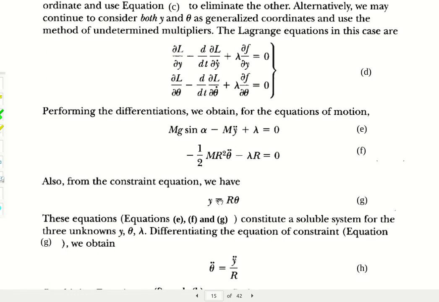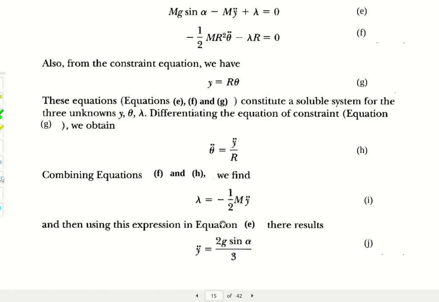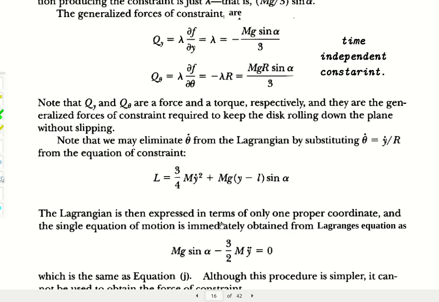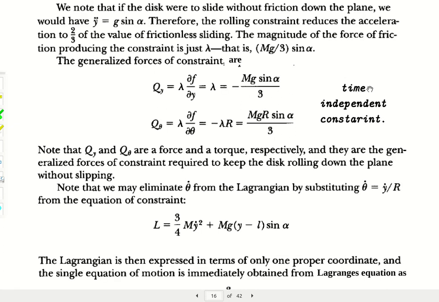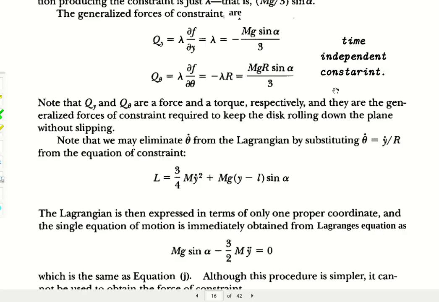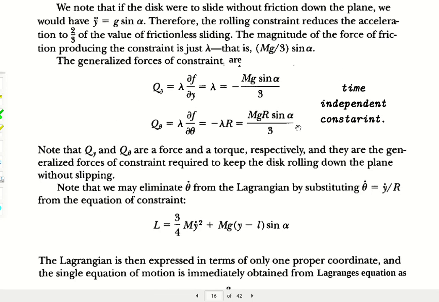See, dy is equal to r into d theta. So the coefficient of dy is 1, but the coefficient of d theta is r, and if you take this to the left hand side, it becomes minus r. So minus r into lambda is the force of constraint Q_theta, and the value is this. This is again a time independent constraint, because there is no time involved in it, since alpha is a constant.